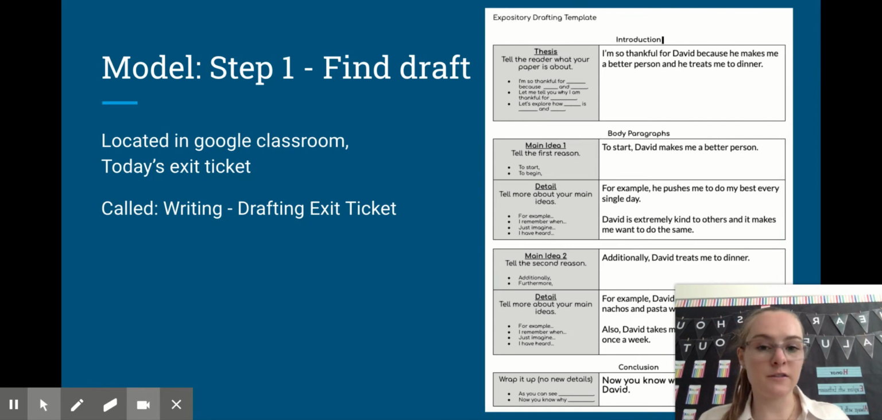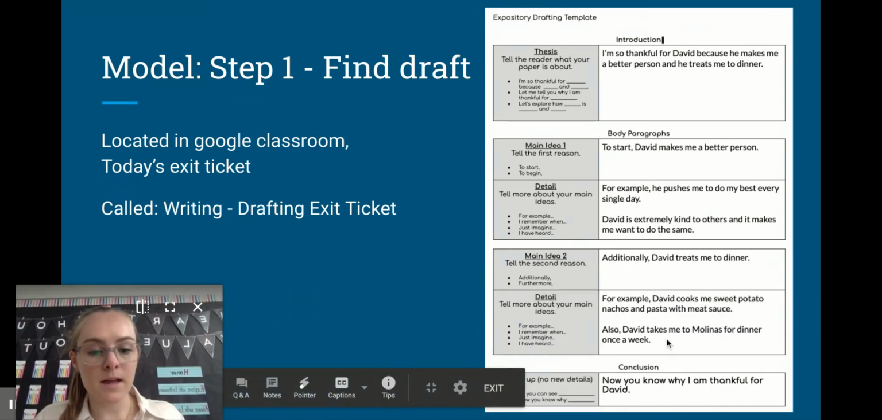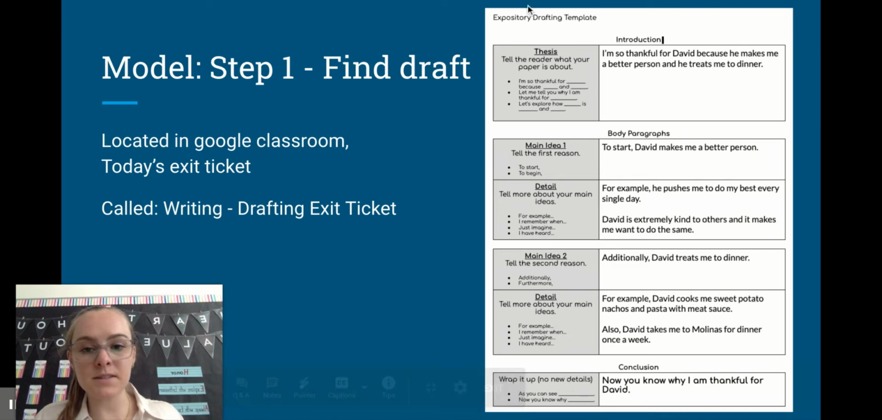Step 1 was to find your draft. Writers, your draft is located in the Google Classroom, and it is today's exit ticket. You will find it under Tuesday, and it's called Writing, Drafting, Exit Ticket. This is where you'll find your introduction, your body 1, body 2, and your conclusion that you drafted yesterday. So this concludes step 1. It's to find your draft, which is located in the Google Classroom under today's exit ticket.